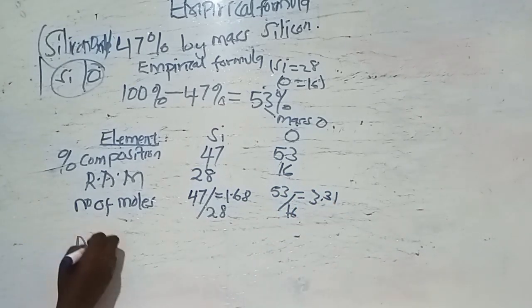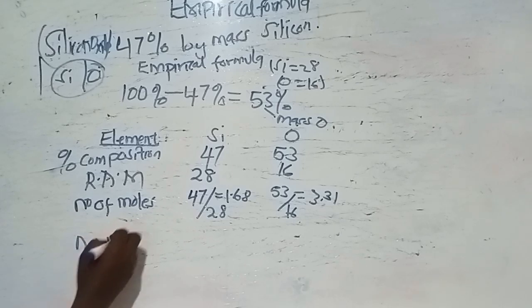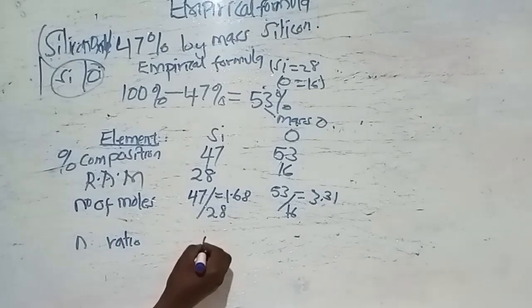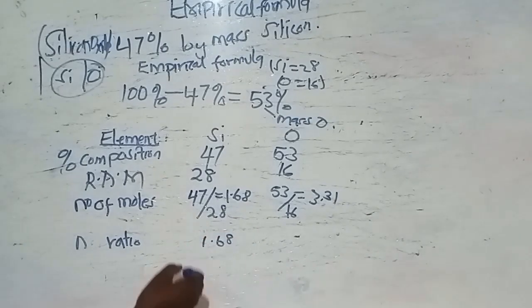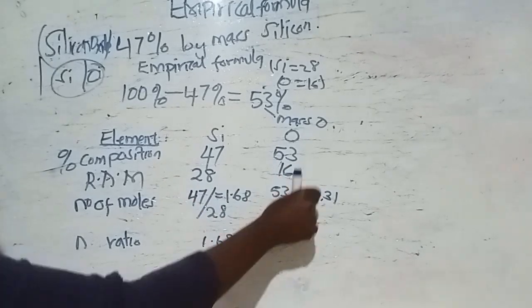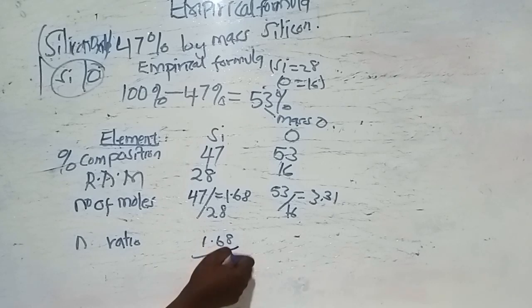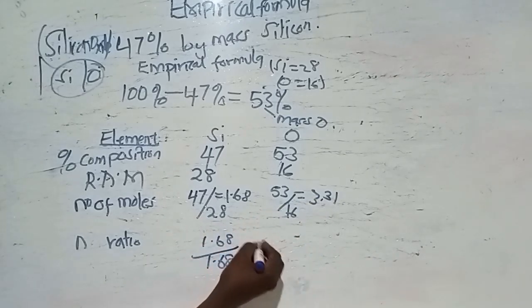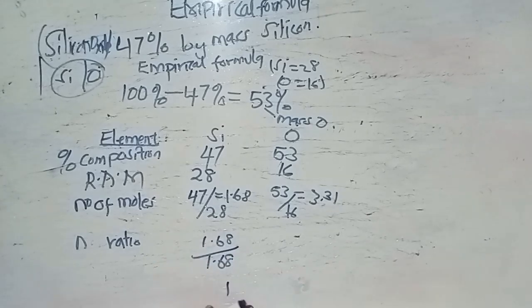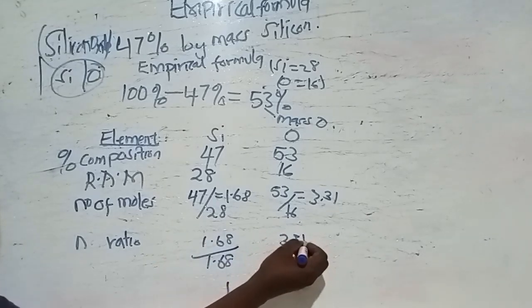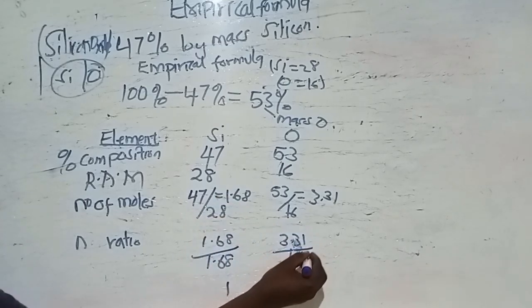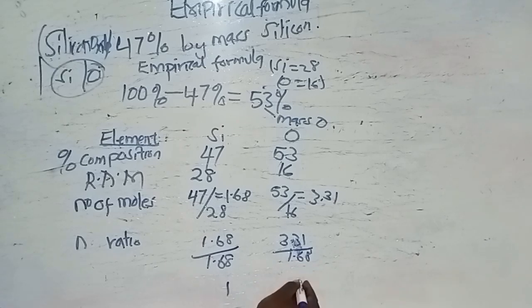So let us look at the mole ratio. You take your number of moles and divide by the lowest mole. The lowest mole is 1.68, which is smaller than 3.31. For silicon you get 1, so the mole ratio there is 1. You take your 3.31 and divide by the lowest mole, 1.68. You get a mole ratio of 1.94, which is about 2.